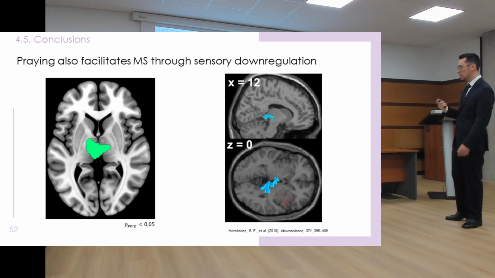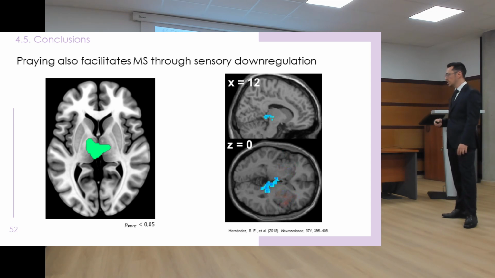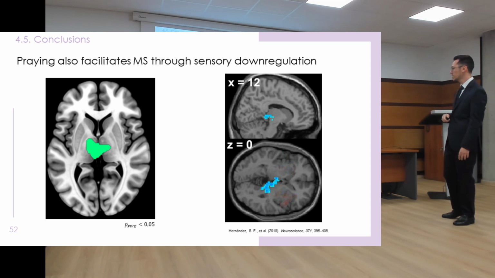We also found the deactivation of the thalamus, which we think is the characteristic cluster for the prayers in Sahaja Yoga meditation. And the thalamus has also been related to mental silence, so we can extend the result from praying to the meditative state.